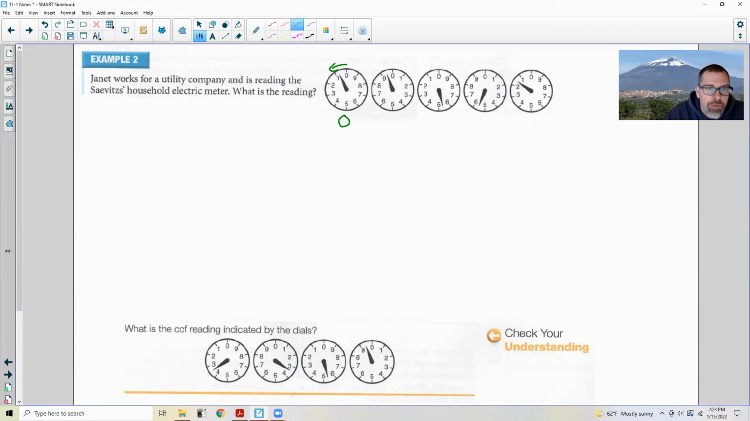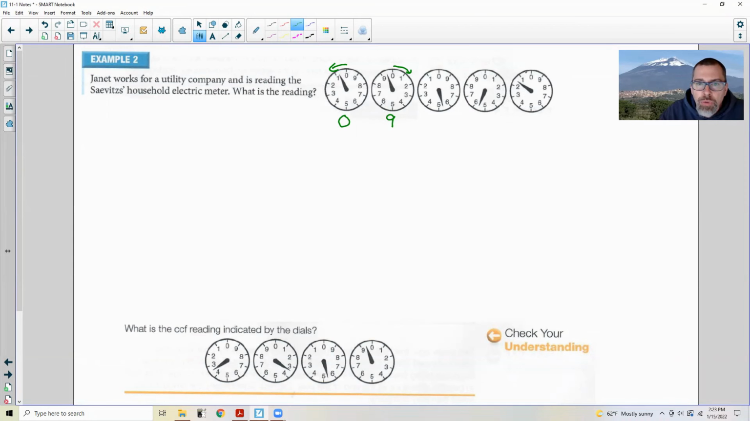This one is reading going this direction. 1, 2, 3, 4, 5, 6, 7, 8, 9. So this right here tells us that it's greater than 9, but less than 0. So we're going to use 9, or less than 10. And when it gets to that 0, we push this over to 1. So in other words, what's happening here is this is the ones, and this is the tens, and this is the hundreds, thousands, 10,000s.